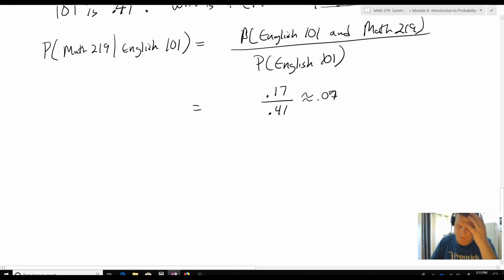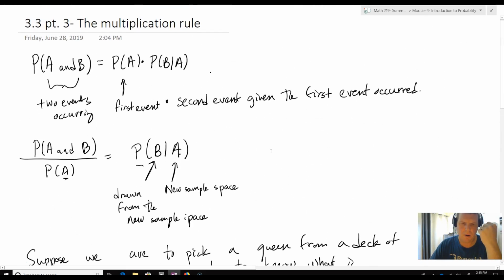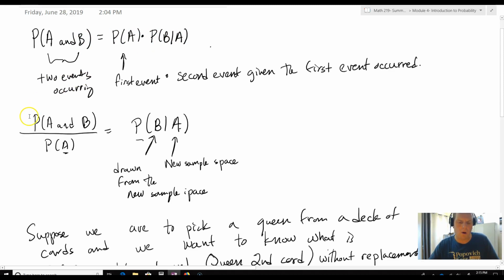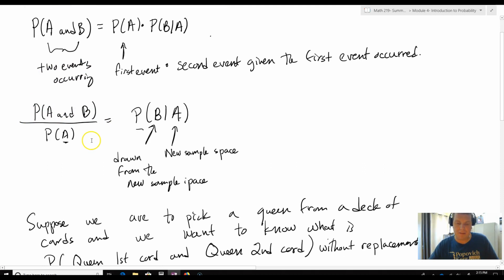So the multiplication rule also allows us to find a conditional probability, by taking the intersection of the two and dividing it by our new sample space. All right? So let's review. What do the multiplication rules say? Well, the first one says that the probability of A and B is going to equal the probability of A times the probability of B given A. Or, the probability of A and B divided by the probability of A is equal to the probability of B given A. They're actually the same statement. We've just done a little algebra with them.